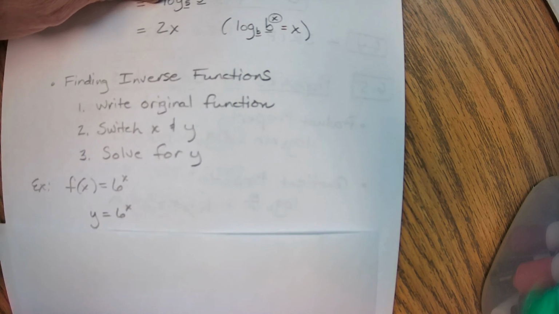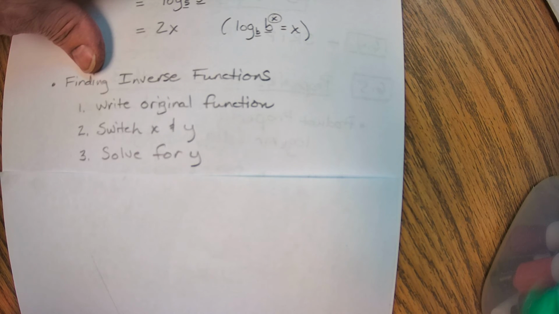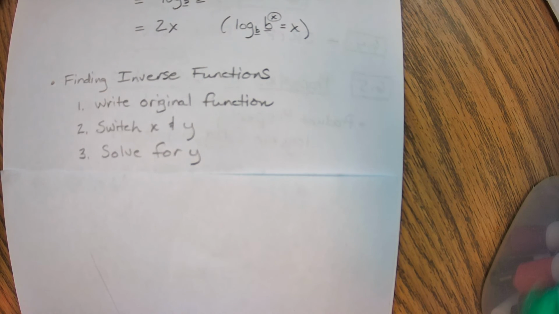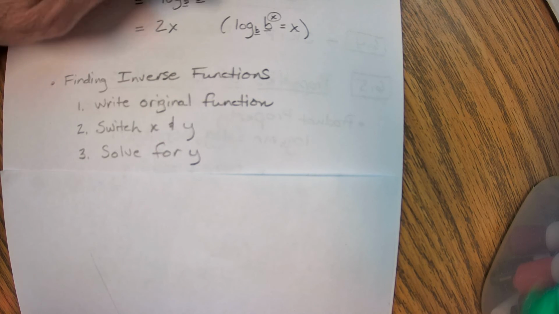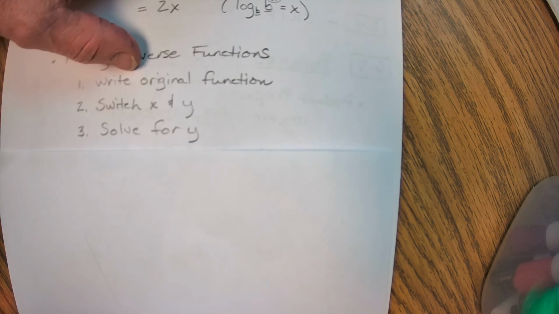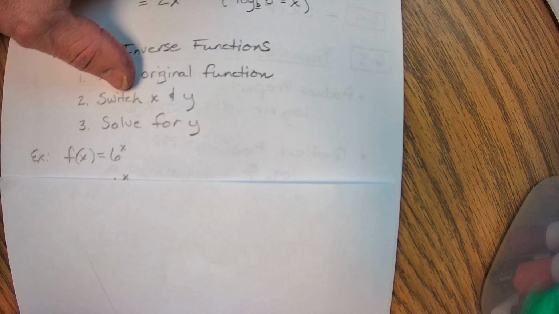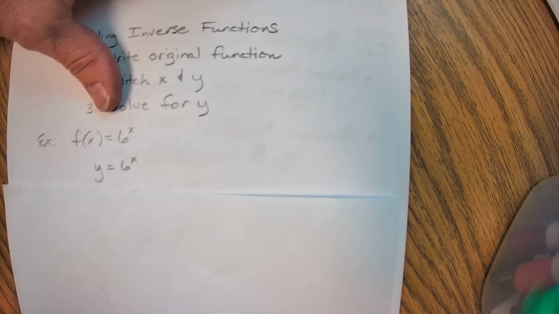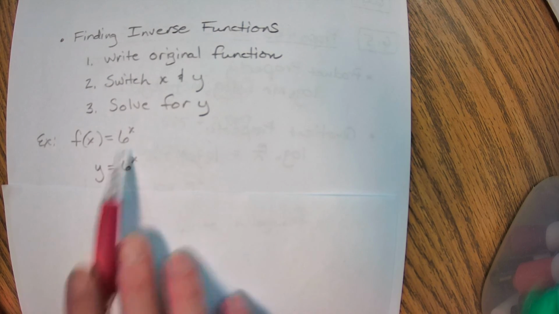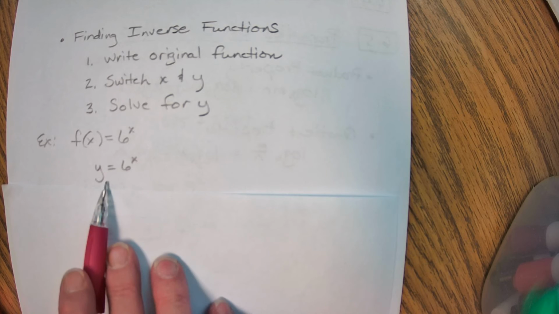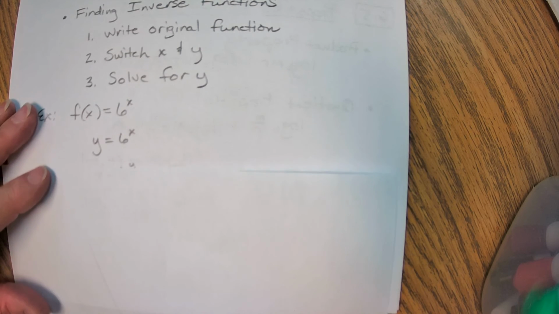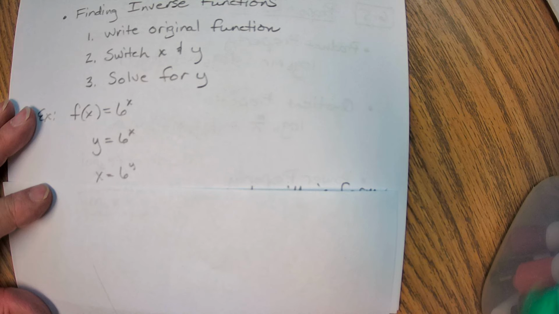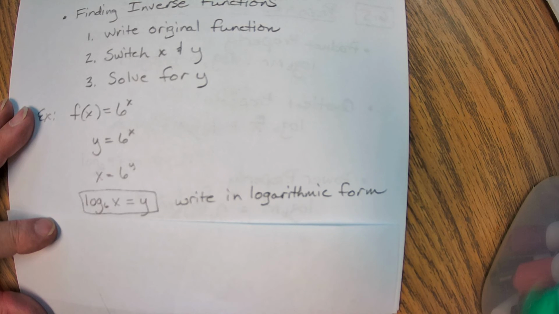And then the next section we're going to talk about is finding inverse functions. You guys already know how to find inverse functions of polynomial functions. It's pretty much the same thing. So you're going to write the original function, switch x and y, and solve for y. So here's my original function. I'm going to put y in for f of x. And now I'm going to switch x and y. And then I'm going to solve for y.